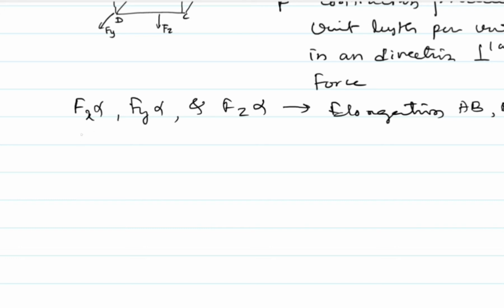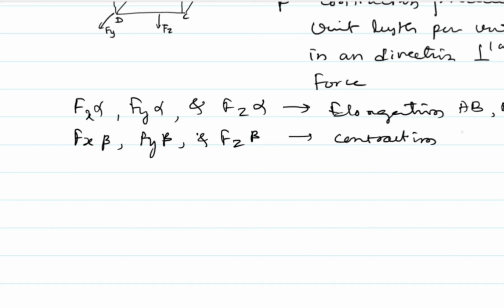Similarly, the contraction will be produced in the body perpendicular to the forces, that is nothing but f of x beta, f of y beta and f of z beta. So this is the contraction produced perpendicular to the forces.